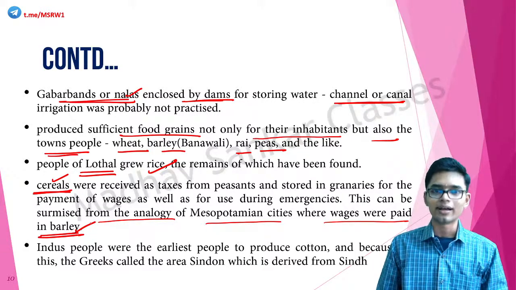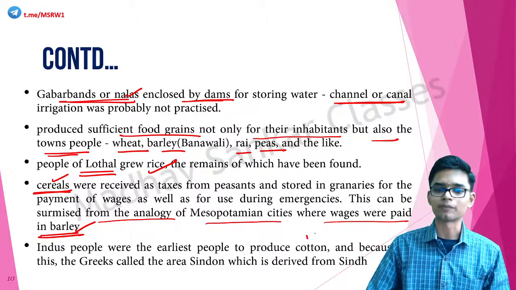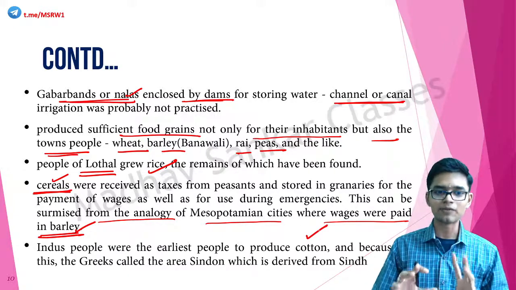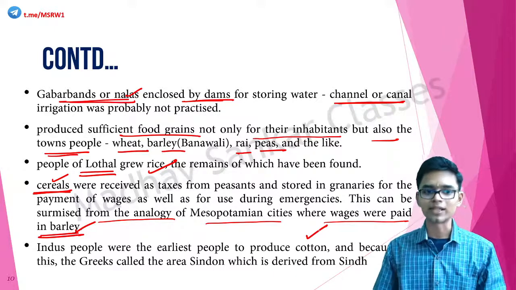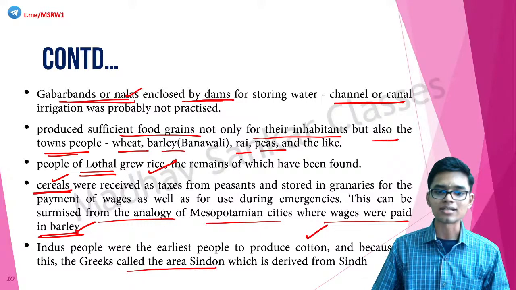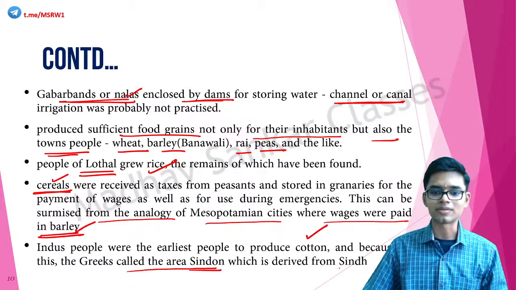Indus people, along with all these cereals, also cultivated cotton. Probably Indus people were the earliest people to cultivate cotton. And because of this, the Greeks called the area Sindon, which is derived from Sindh.